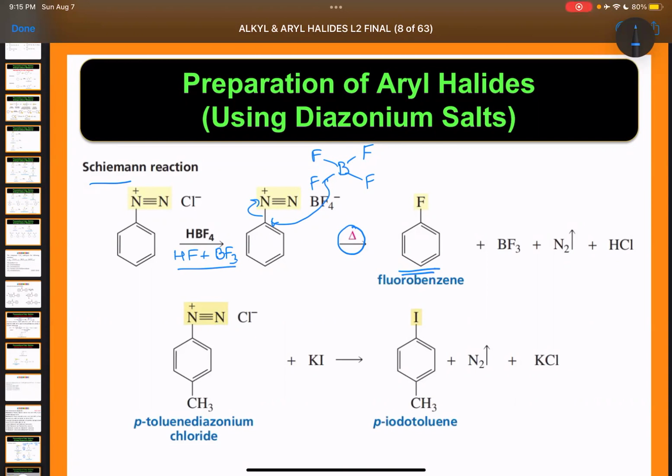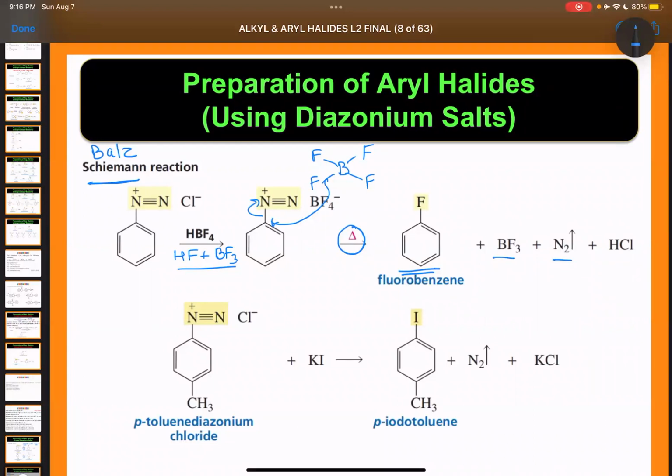Fluorobenzene. So you have BF3 and N2 leaving, and this name is different. It is neither Sandmeyer nor Gattermann. This is Schiemann reaction. Balz-Schiemann, the complete name is Balz-Schiemann reaction. Balz, BALZ. Just Schiemann is enough.